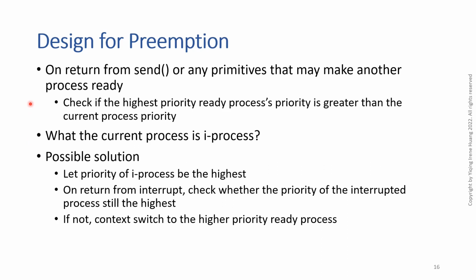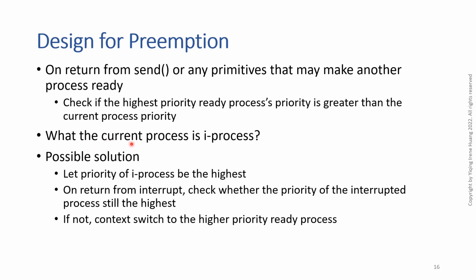So in most of our slides, when we present the pseudocode, we mentioned the pseudocode was for a non-preemptive kernel. So how do we change it to a preemptive kernel? Actually, it is very straightforward. You follow exactly the same logic as you did for the release memory block in P1. So all you need to do is on return from send or any primitives that may make another process ready, we check if the highest priority ready process's priority is greater than the current running process's priority. If yes, then we do preemption.